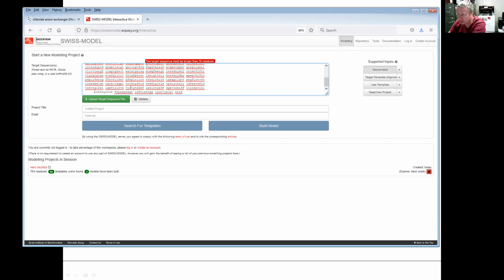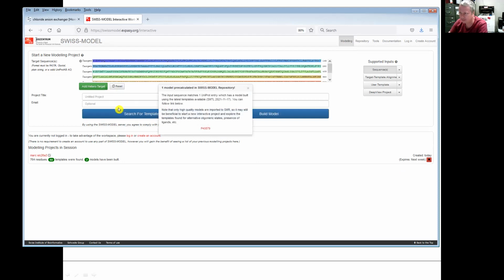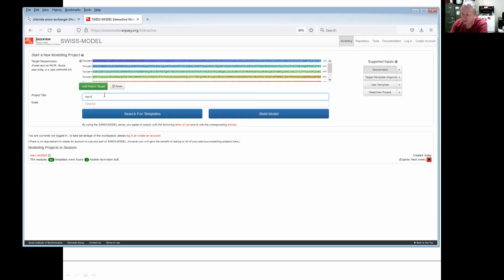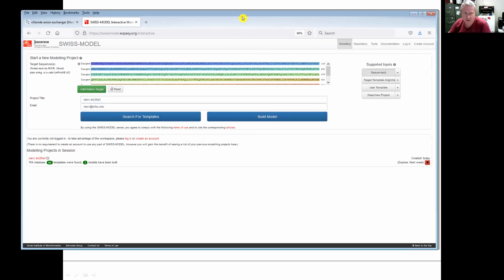Okay, so there we go. Now I have the protein in there. I think I click validate and now it's okay. I'm going to call this Marcus. Oh, it's saying it's pre-calculated, meaning, because I did this 30 minutes ago, it's already done, but I'm just going to pretend. Just to show you, it's basically just enter my email address, and then I just hit build model, and about 15 minutes later, it comes up with a model. I'm going to show you what that model looks like.